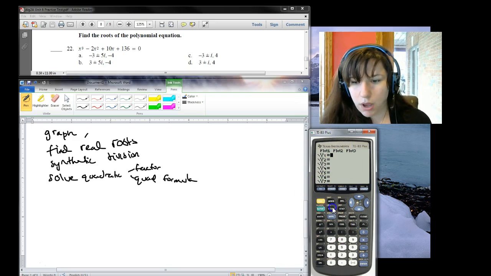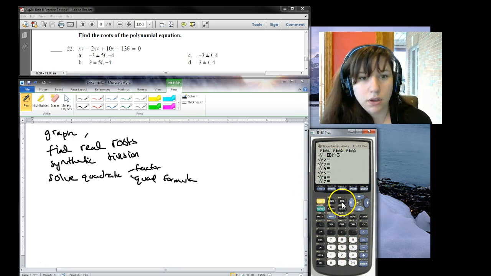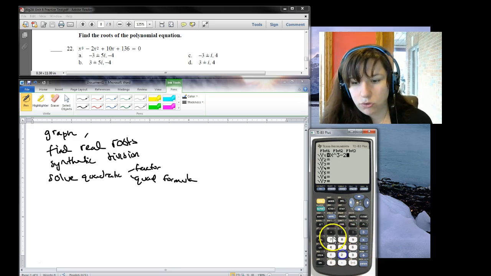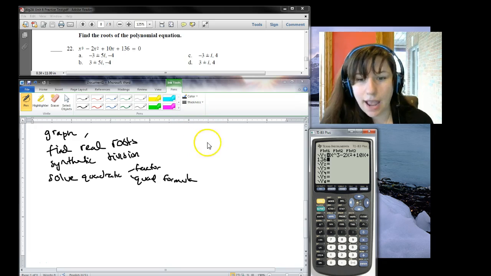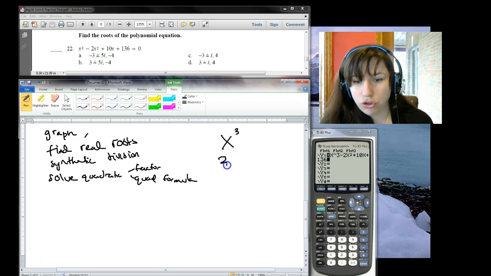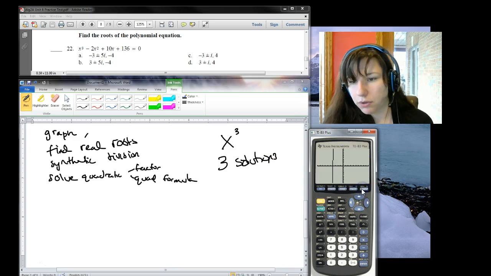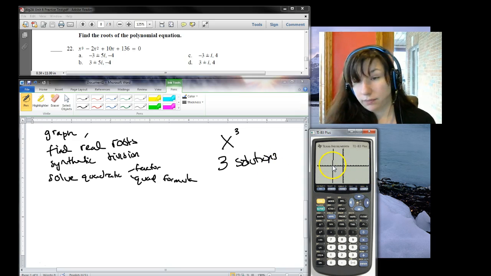So I'll go to y equals x cubed minus 2x squared plus 10x plus 136. Now, it's an x cubed, so I should have 3 solutions, okay? So when I graph it, though, I only see 1. So that means that this is the one real solution. The other 2 are going to have imaginary numbers.